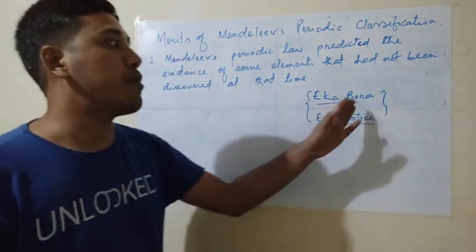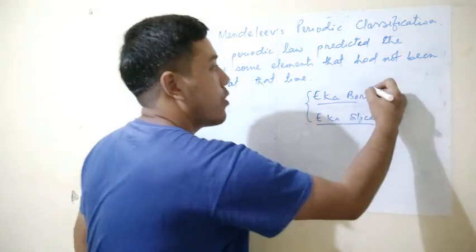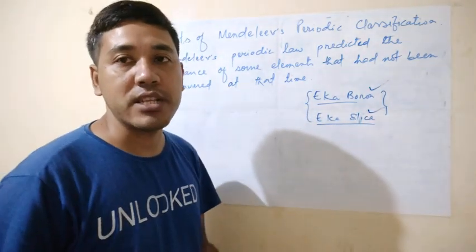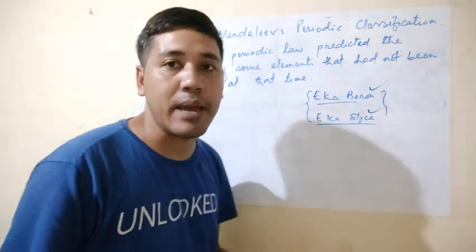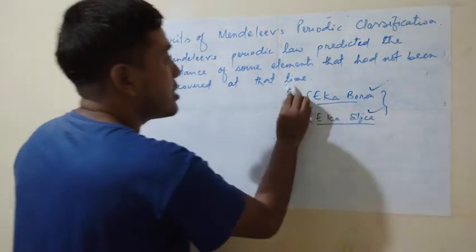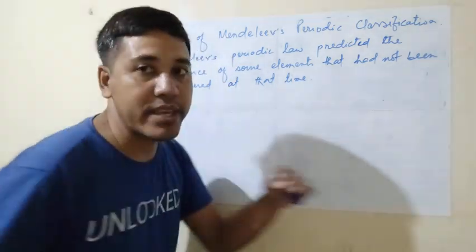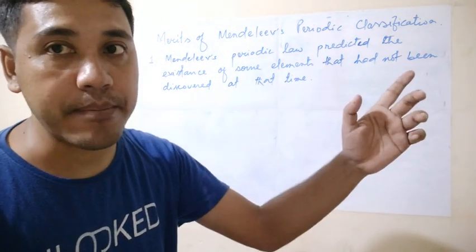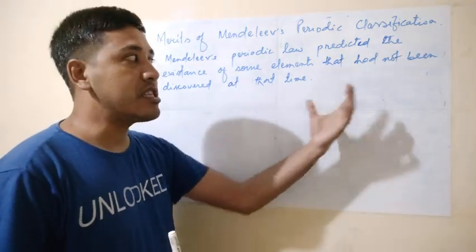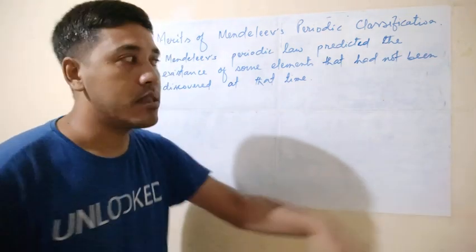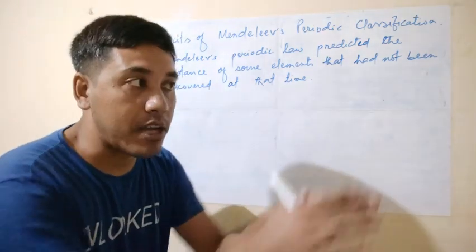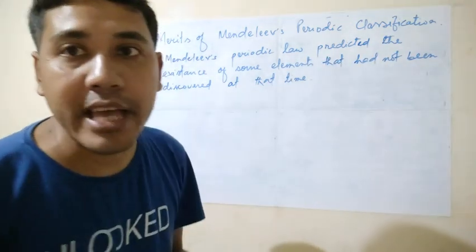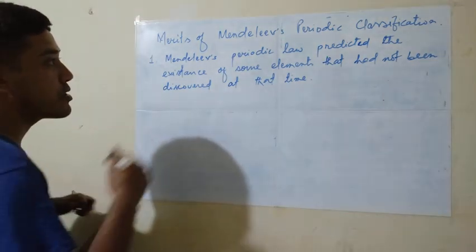And the properties of this element will be similar to boron, and the properties of this element will be similar to silicon. Like this he predicted. He also left gaps for those elements that had not been discovered at that time. He knew that this element would be coming, the atomic number would be like this, and the atomic mass slightly similar to this one. This is one of the achievements, the main point of Mendeleev's periodic classification.